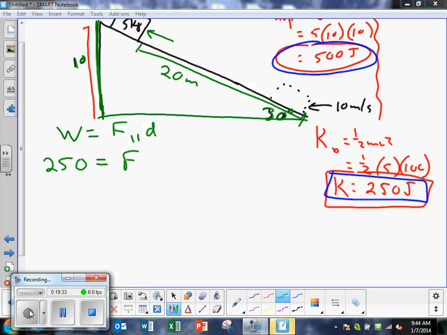So this displacement that's parallel to this force is going to be 20. So the force of friction then is 250 divided by 20, or 12.5 newtons.